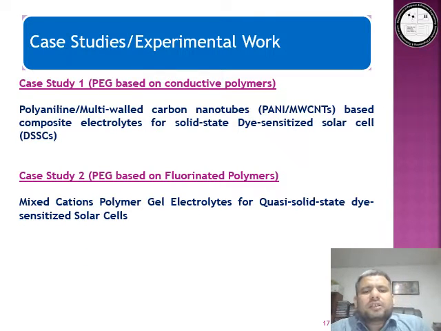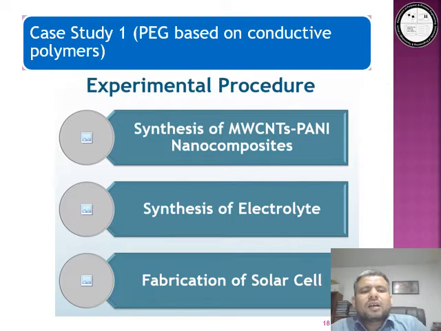Currently, the main objective of our research work is to develop polymer gel electrolytes using conductive polymers and fluorinated polymers. In the case of conductive polymers, we use polyaniline as a host material, while in the case of fluorinated polymers, we are specifically using polyvinylidene fluoride or PVDF. First, I will briefly explain the synthesis of PANI multi-wall carbon nanotube based polymer gel electrolytes and their effect on the stability and the photovoltaic performance of DSSC.